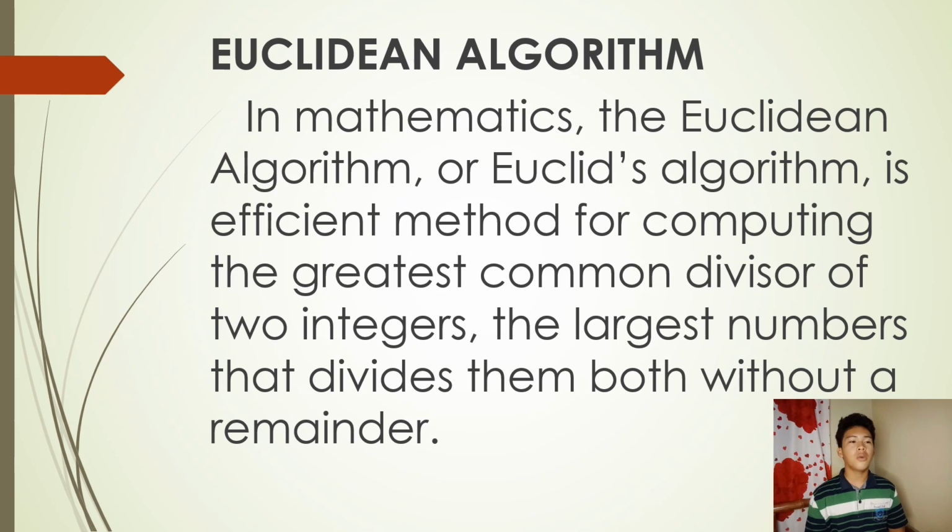So first, what is the Euclidean algorithm? In mathematics, the Euclidean algorithm, or Euclid's algorithm, is an efficient method for computing the greatest common divisor of two integers, the largest number that divides them both without a remainder.